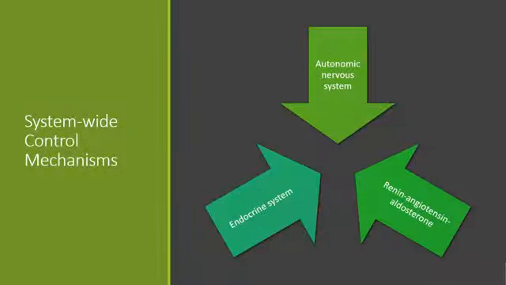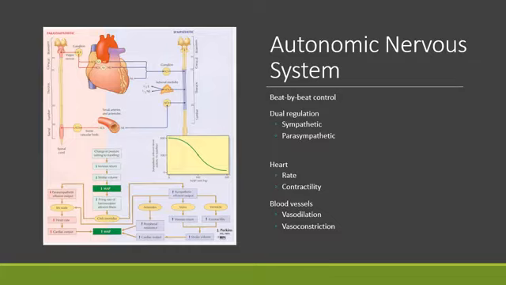Now, in terms of the control mechanisms that are in place for managing the blood pressure, there's a variety of different system-wide control mechanisms. We can see the autonomic nervous system plays a role, as well as the renin-angiotensin-aldosterone system, and then finally the endocrine system. And all these are the three main mechanisms that help regulate blood pressure. And we'll look at each of these in detail.